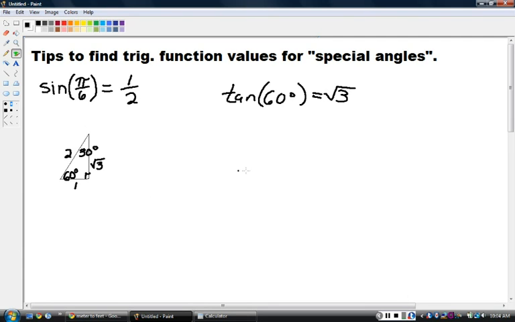Okay, so the same thing is true with 45. Let's say we were asked to find the secant of 45 degrees, or pi over 4. Maybe I can't remember. You should know the cosine or sine. Those ones are fairly easy to remember. But let's just say we want to make sure that we got the right answer.